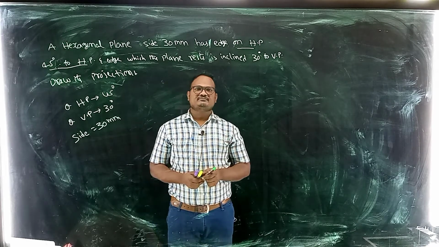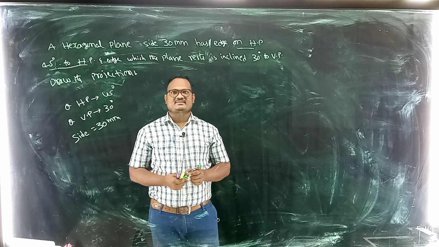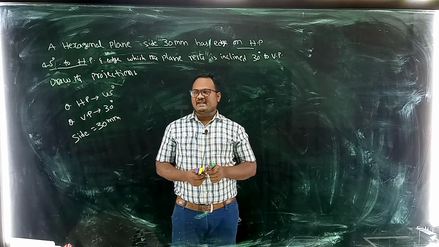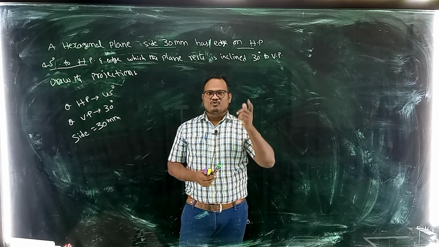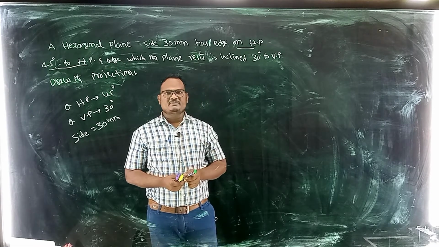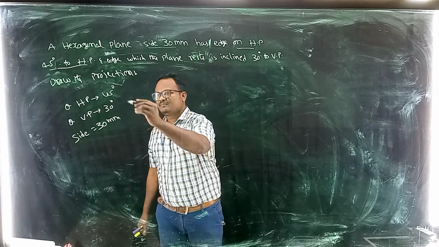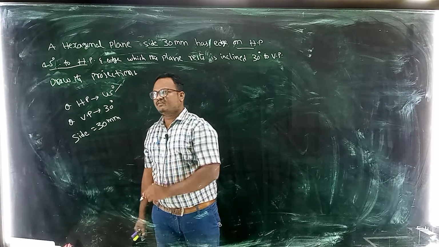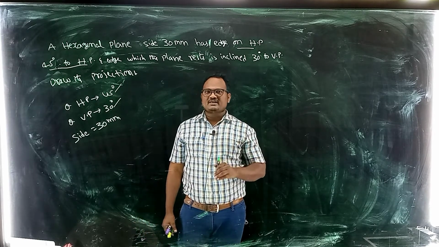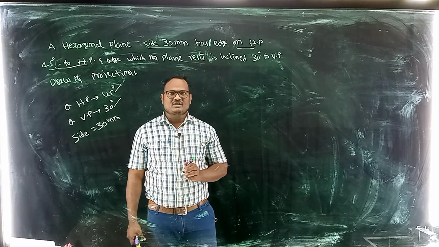3 stages. Stage 1 without any angle inclination, stage 2 one angle inclination, stage 3 second angle inclination. That means initial position. So here one thing to remember: he has given 45 degrees to the HP and 30 degrees to the VP. Which angle inclination do we have to take first?